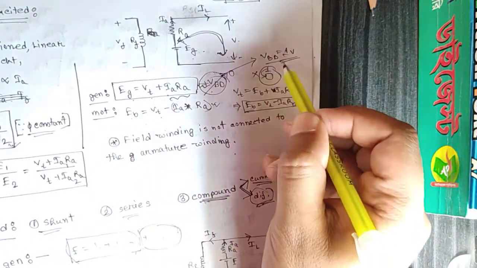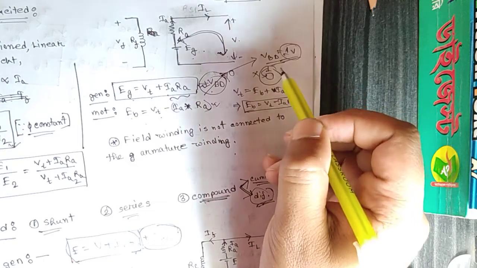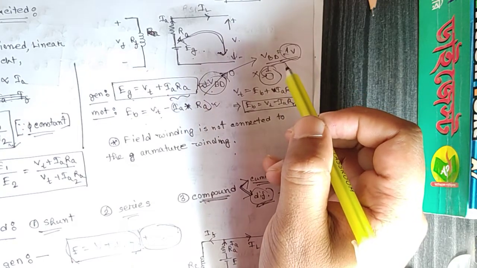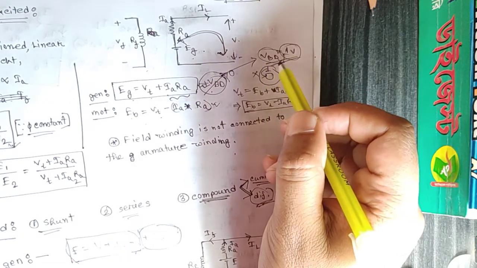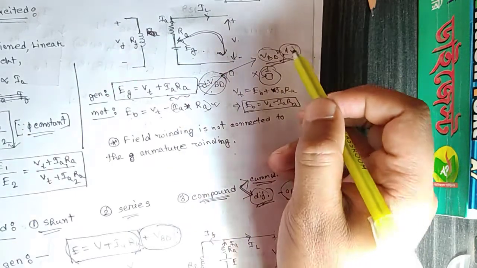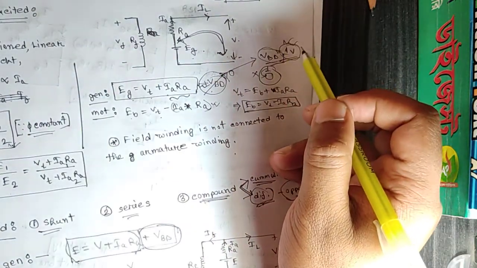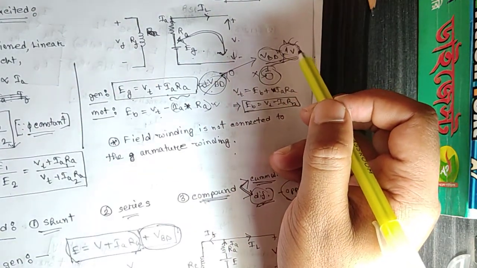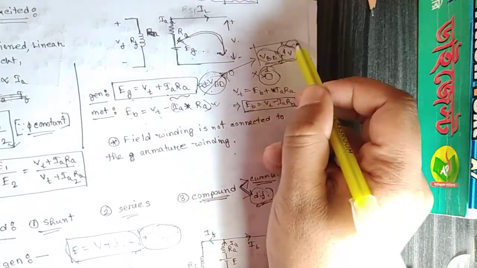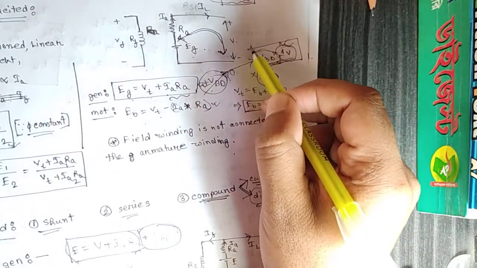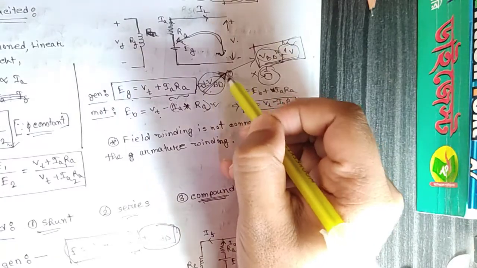They may mention the brush voltage drop is 1 volt. They may also mention to consider the brush voltage drop but the value may not be given. This is the second case. And in the third case, they may not mention the brush voltage drop, then you will take it as 0 volt.